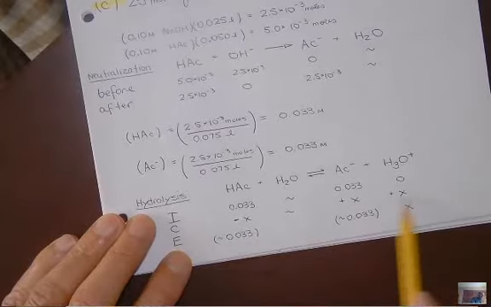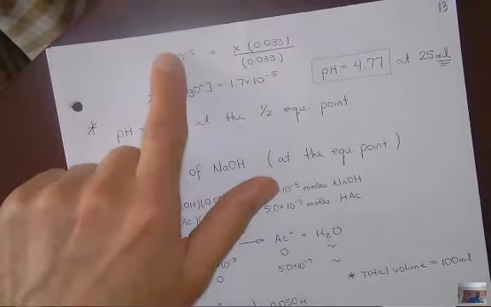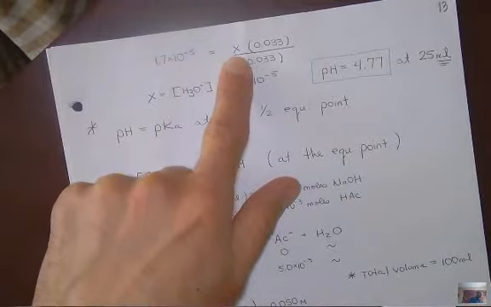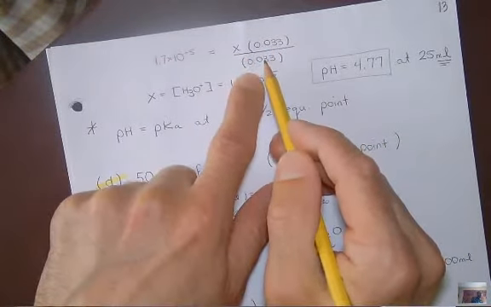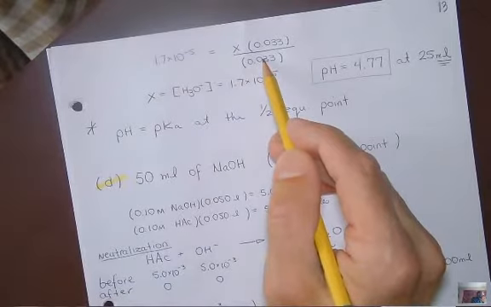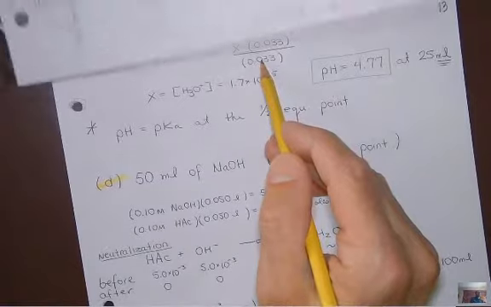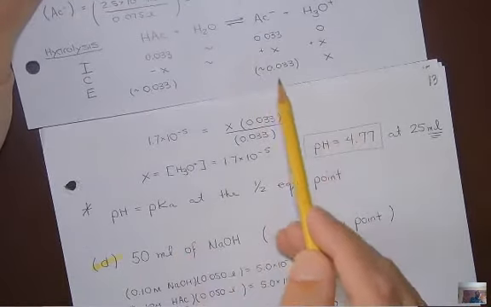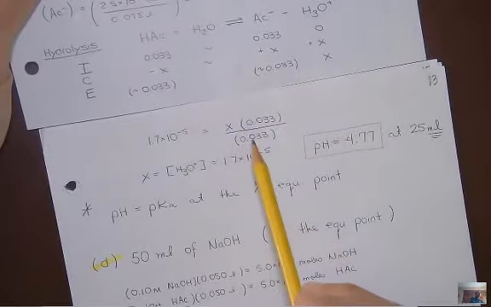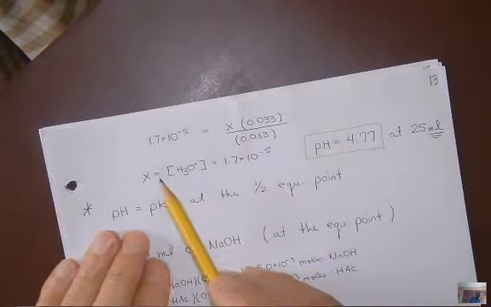All right, plug these into the equilibrium expression. That's on the next page. Here's the Ka. Ka is equal to the X, that's the hydronium ion concentration, times the acetate concentration, divided by the acetic acid concentration. All I did was plug in those numbers there. Okay? Products over the reactant.